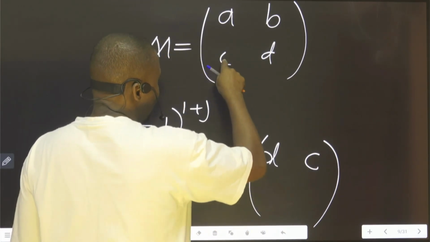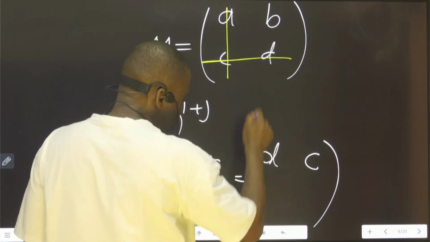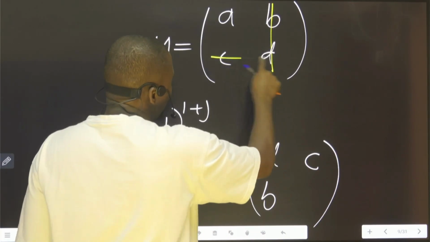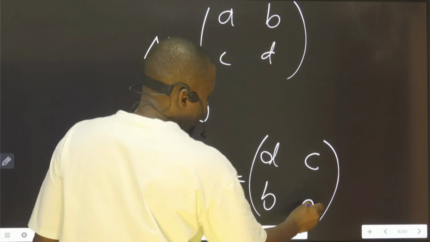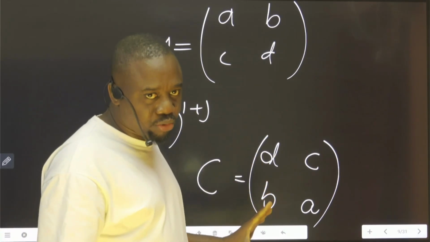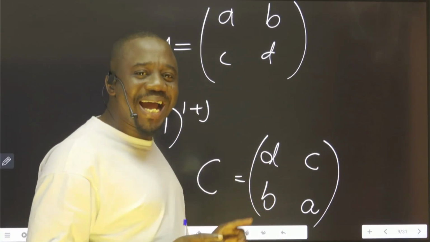For C, this and this will go. That is B. Then for D, this and this will go. That is A. Okay? These are the minors. We are not through. The next thing now is to apply the sign.